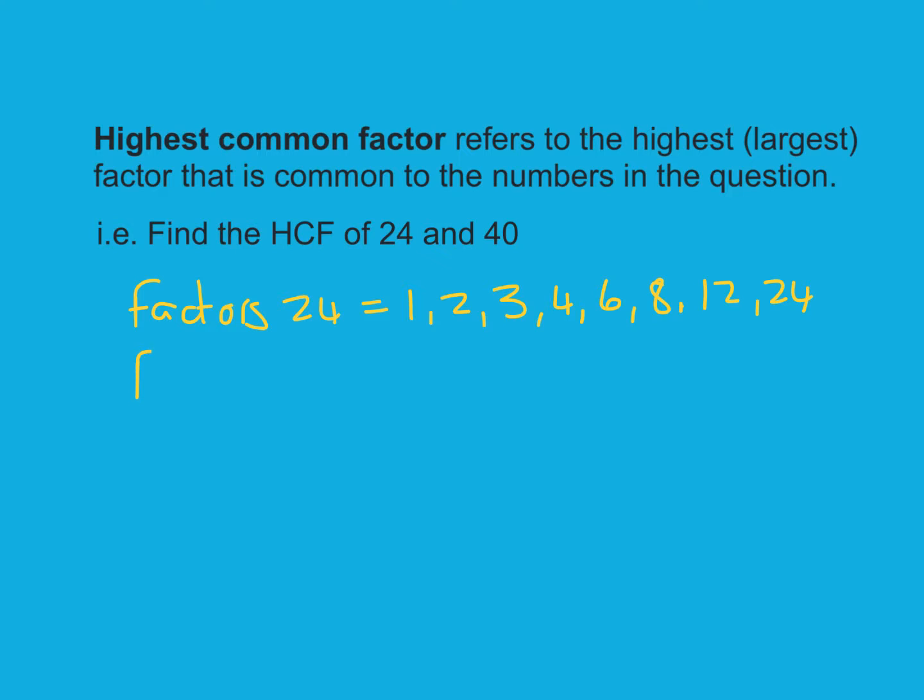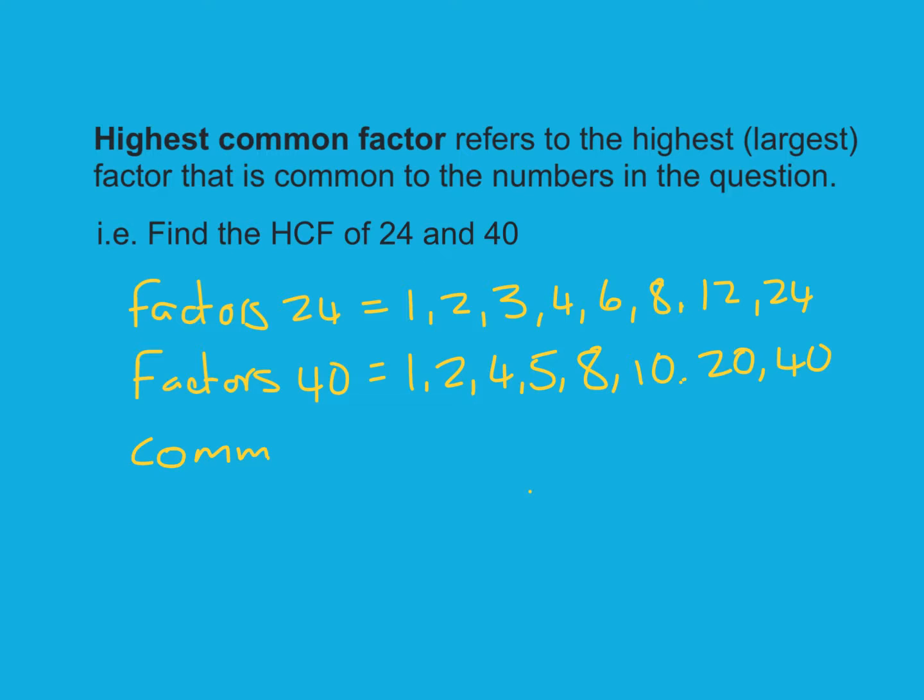What about the factors for 40? Well, those are 1, 2, 4, 5, 8, 10, 20, and 40. Alright, so those are all the factors. So now let's look at what are the common factors. So what are the common factors in these two numbers?